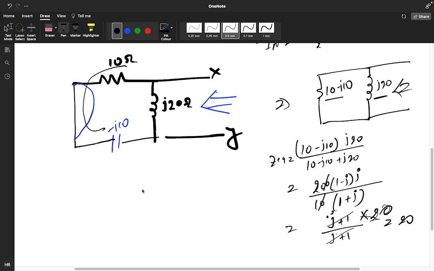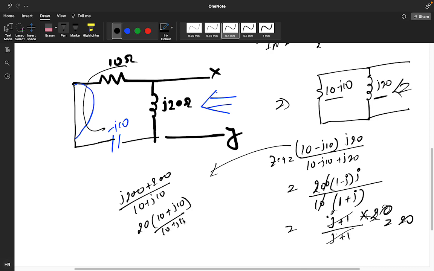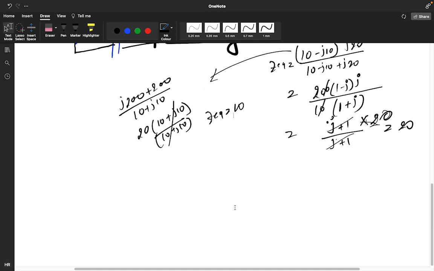It's a normal calculation. J200 plus 200, and in the denominator it becomes 10 plus J10. Take 20 common, you will get 10 plus J10 divided by 10 plus J10. So what is the Norton equivalent?